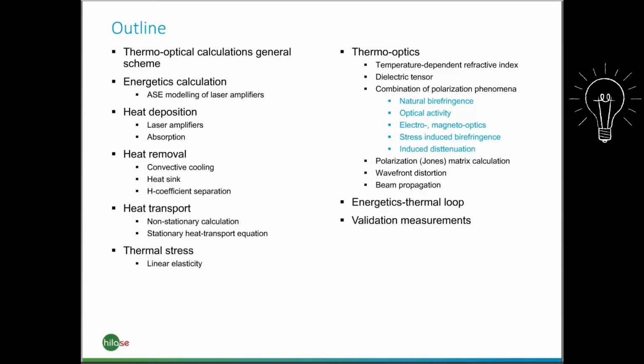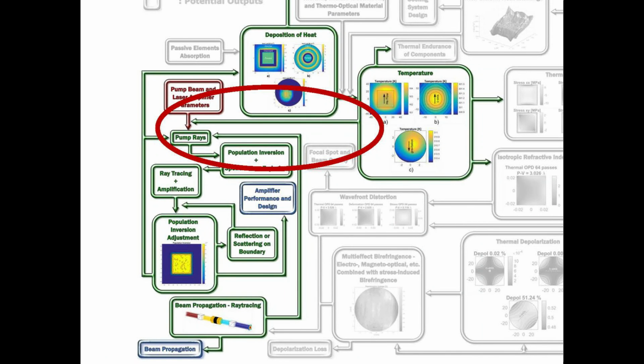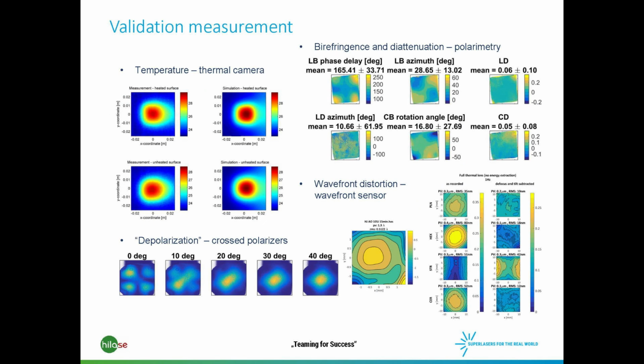It's the thermo-optical part, and from this we can calculate the beam propagation through the thermally loaded component, like the wavefront distortions and polarization distortions. The last part will be something we call the energetics thermal loop. And then I will just briefly mention the validation measurements which could be done to validate the results from the calculation.